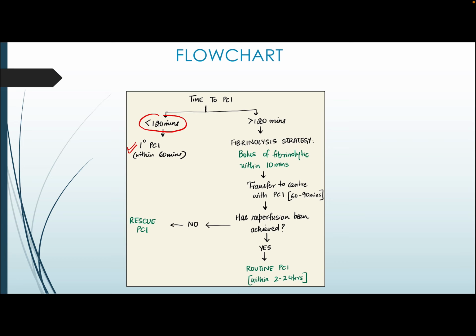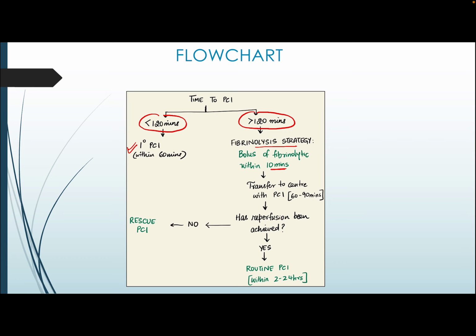But suppose the anticipated time to PCI is going to be more than 120 minutes, then you have to first go for the fibrinolysis strategy, where you give a bolus of fibrinolytic within 10 minutes. Then you immediately transfer the patient to a center with PCI. This transfer has to be done within 60 to 90 minutes.